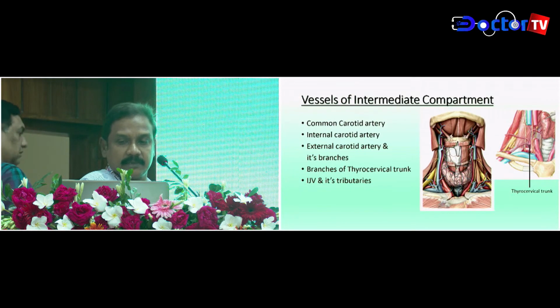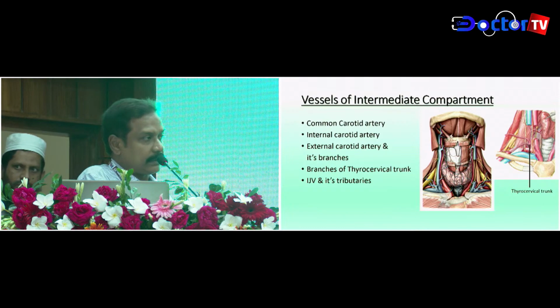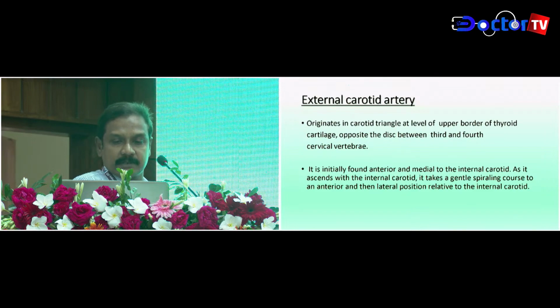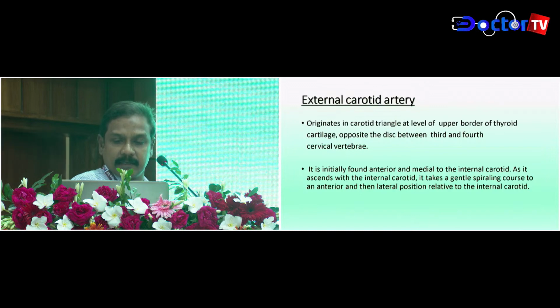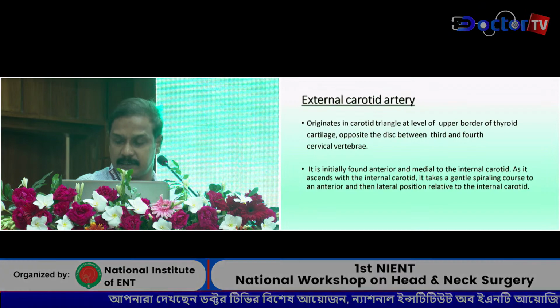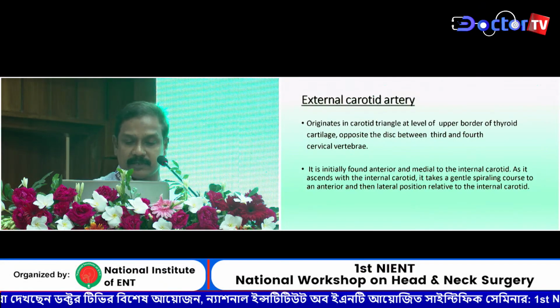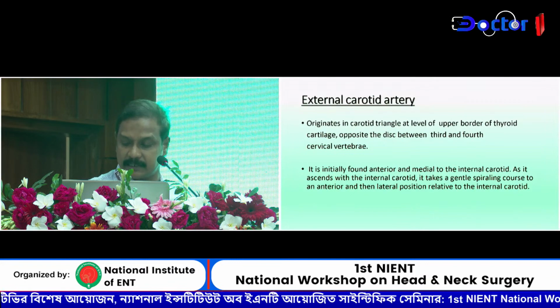Vessels of the intermediate compartment are the common carotid, internal carotid, and external carotid arteries, and branches of the thyrocervical trunk. Here are the pictures. The external carotid is an important artery. It originates in the carotid triangle at the level of the upper border of the thyroid cartilage. Initially it is found anterior and medial to the internal carotid artery, and it takes a gentle spiral course and goes to an anterior and then lateral position related to the internal carotid.